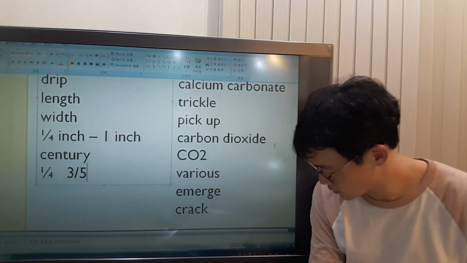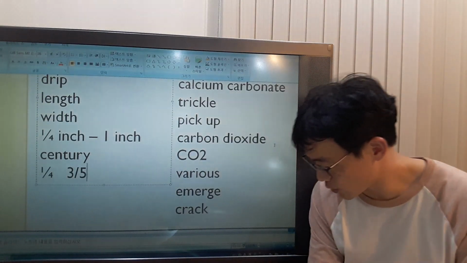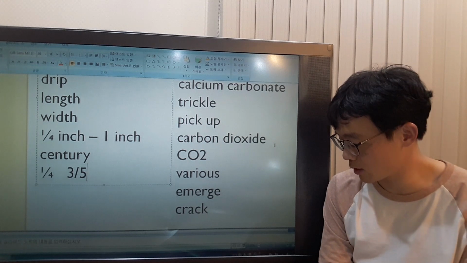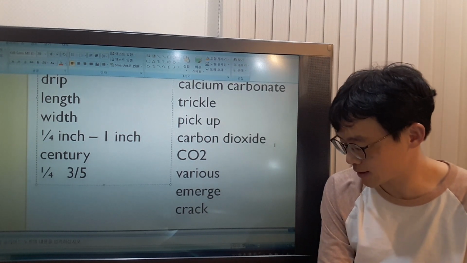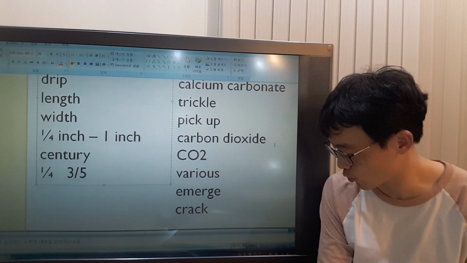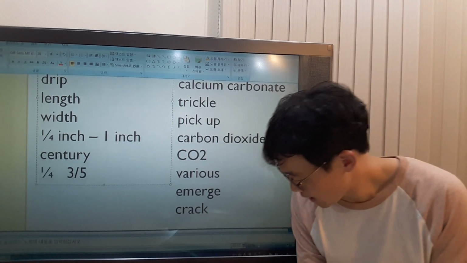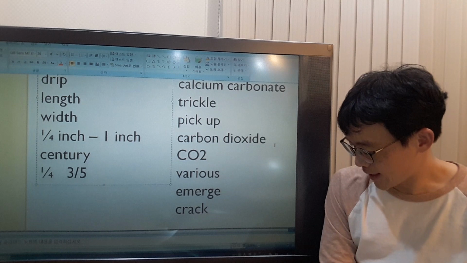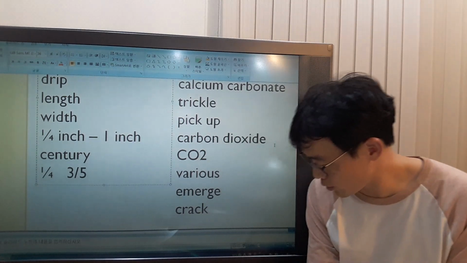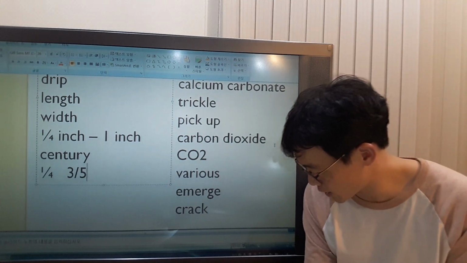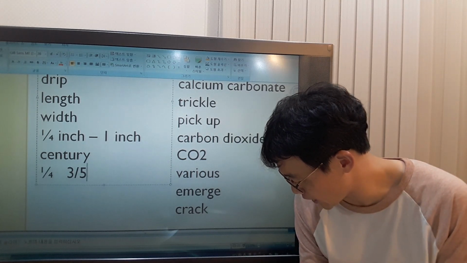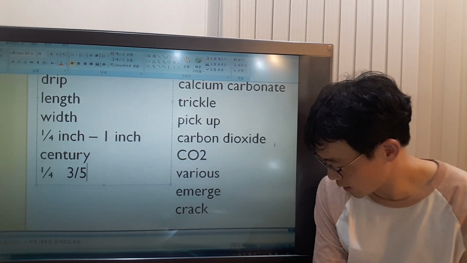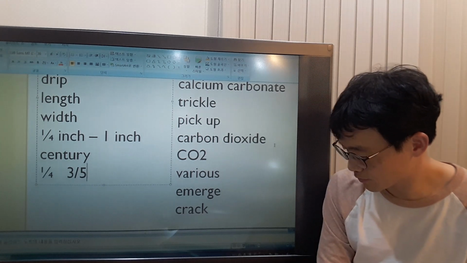Okay. What is this part about? This part is about how stalagmites form. Okay. Some of the water dripping on the stalactites above falls to the cave's floors.